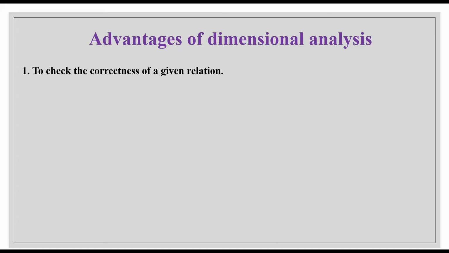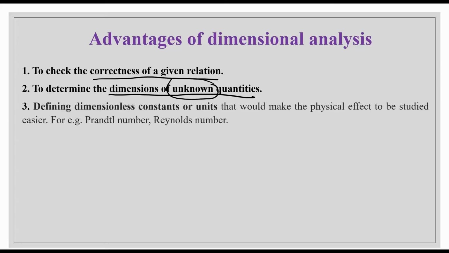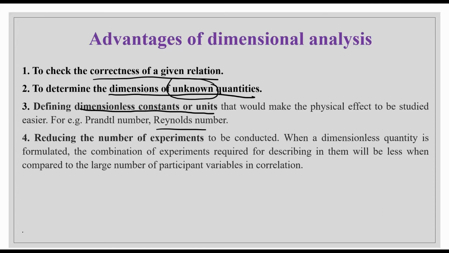With the help of dimensional analysis, we can check the correctness of a given relation. We can determine the dimensions of unknown quantities. Then, defining dimensionless constants or units, for example, the Prandtl number or Reynolds number. And reducing the number of experiments to be conducted.